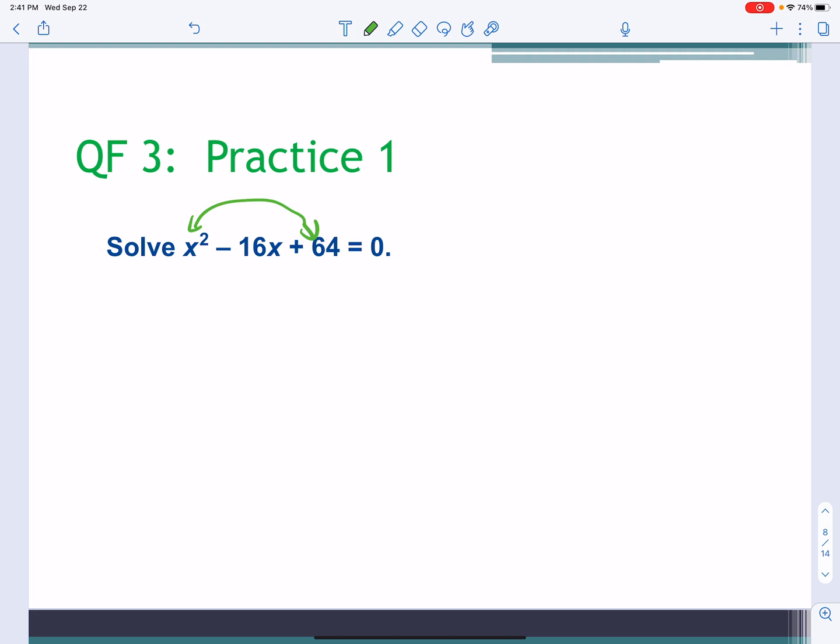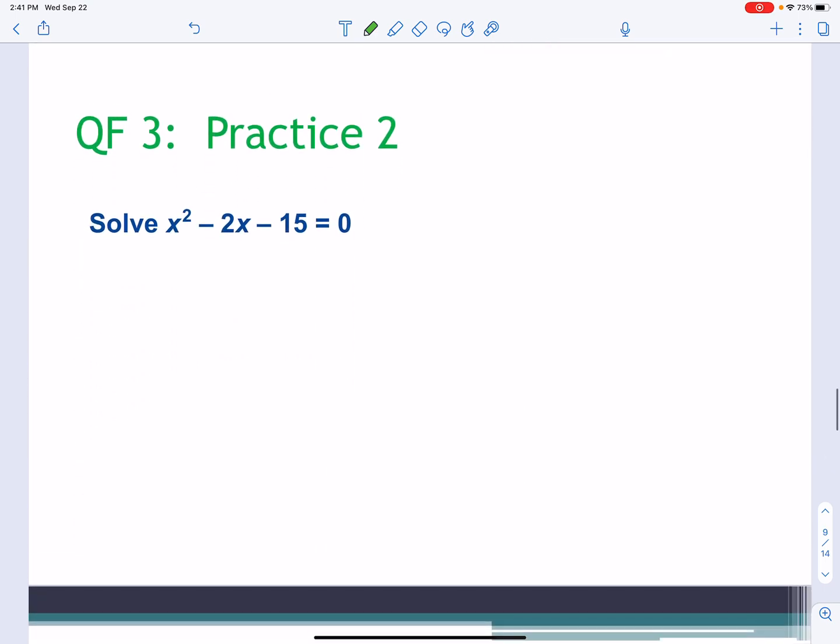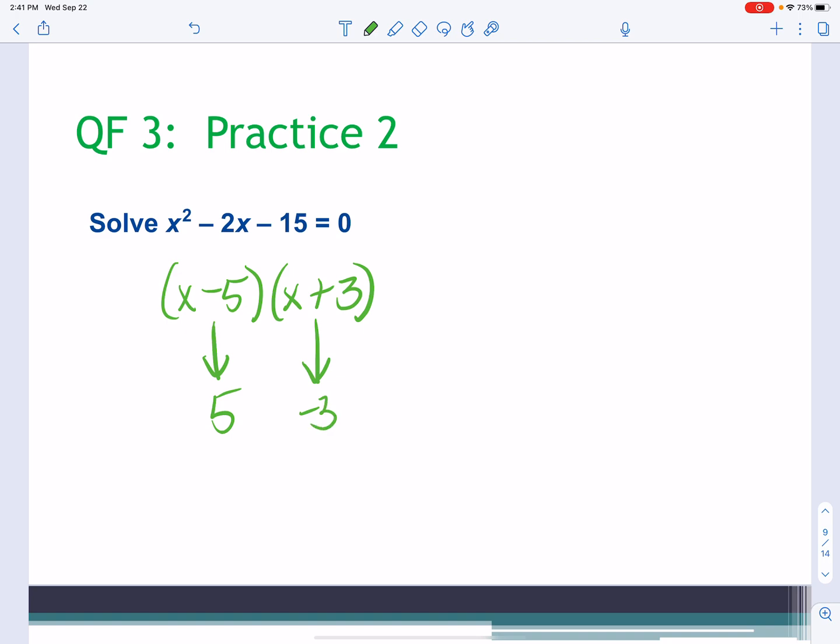Bye-bye. Goodbye. So if I have factors of 64 that add up to negative 16, it would be x minus 8 and x minus 8. So again, this is one that just has one answer. Okay, so try this one. Pause and try. Okay, so this would be x minus 5 and x plus 3. So my roots would have been at 5 and a negative 3. Sorry, that's a 5. Okay.